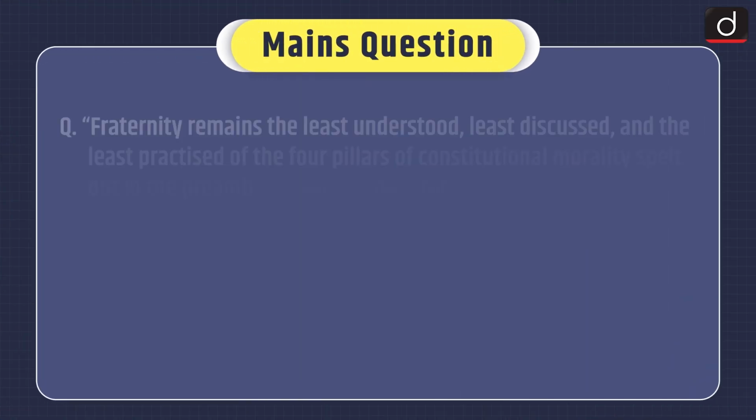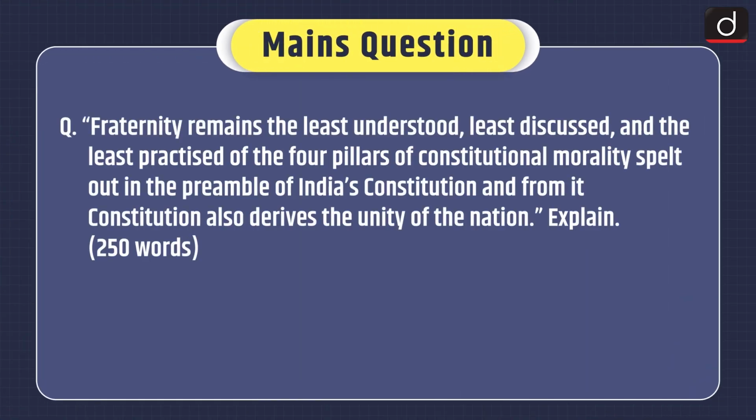Now moving on to the mains question. Fraternity remains the least understood, least discussed and the least practiced of the 4 pillars of constitutional morality spelt out in the Preamble of India's Constitution, and from it, the Constitution also derives the unity of the nation. Explain.